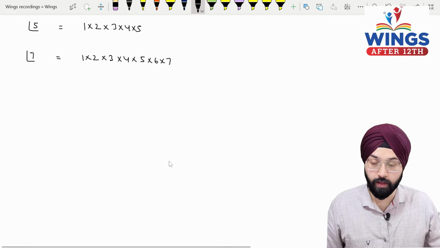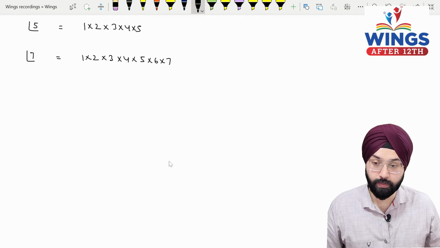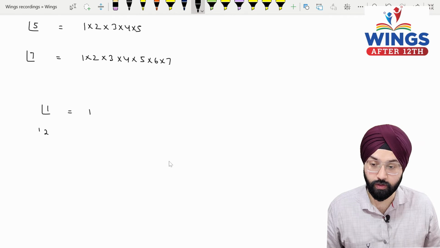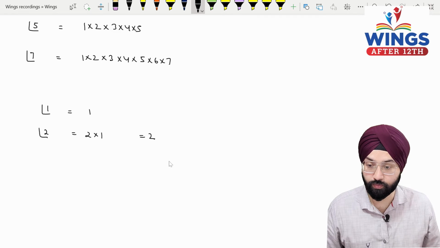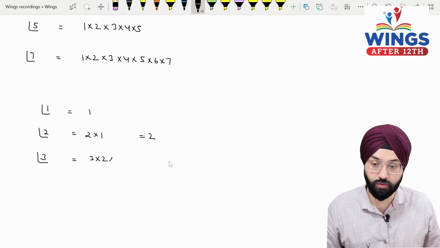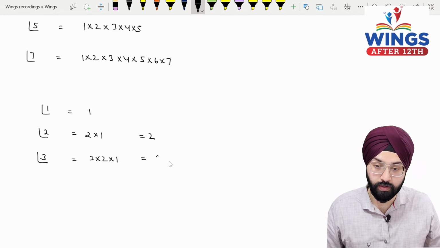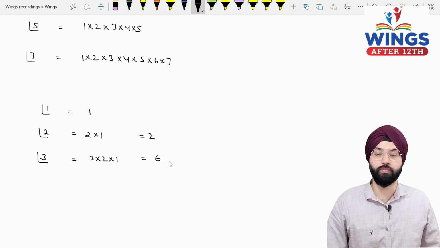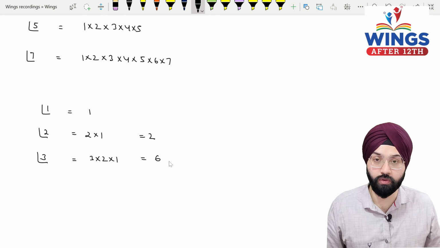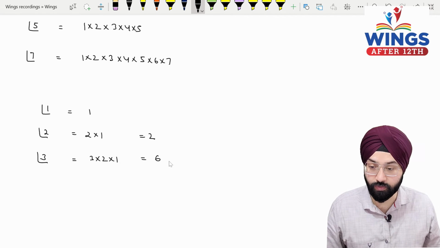Now, let's suppose 1 factorial, that is 1. 2 factorial, that is 2 into 1, which is 2. 3 factorial is 3 into 2 into 1, that is 6. We can write it both ways. We can write 1 into 2 into 3 or 3 into 2 into 1, that's the same thing.